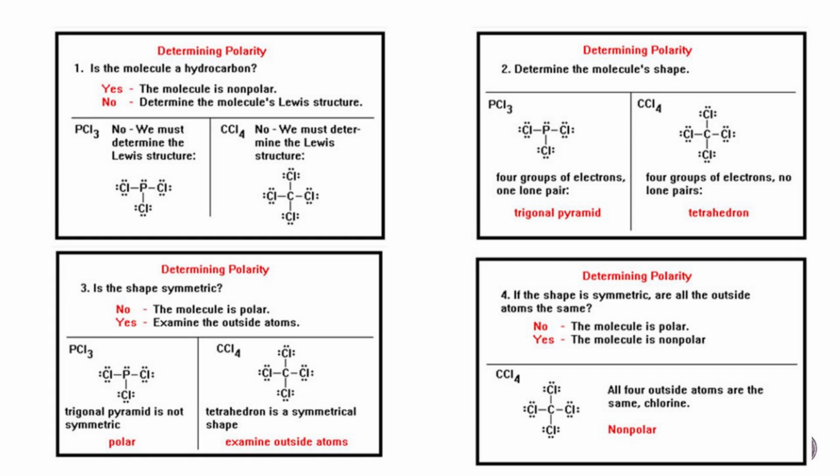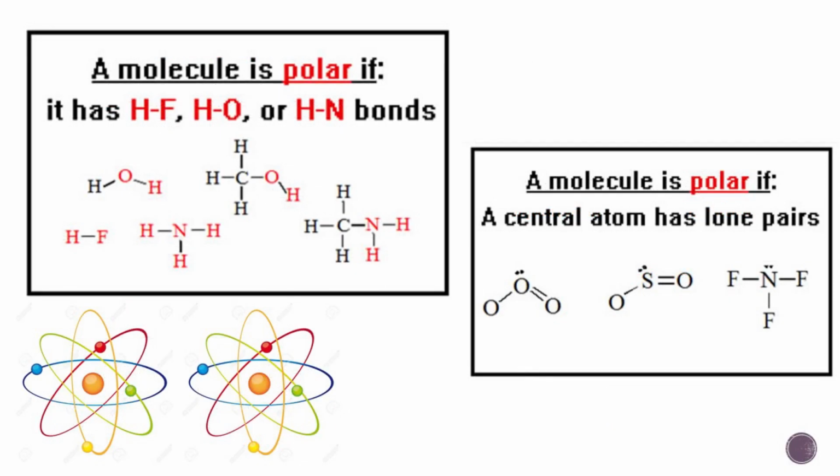The next step that you can do is, if a molecule has hydrogen with fluorine, hydrogen with oxygen, or hydrogen with nitrogen in it, it is always polar. So if you see an HF, whether there are other things or not, if you see an H and an F, or an H and an O, or an H and an N in a molecule, the molecule is going to be polar. Then, if there are lone pair electrons on the central atom, the molecule is always polar.